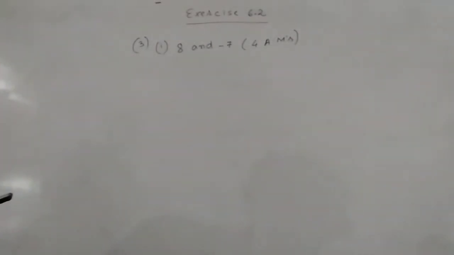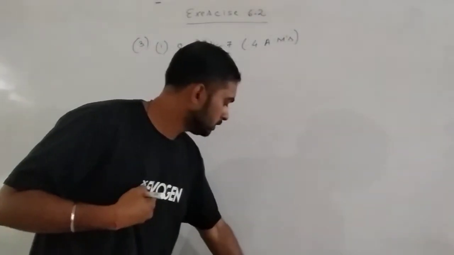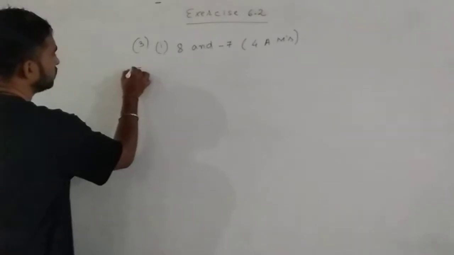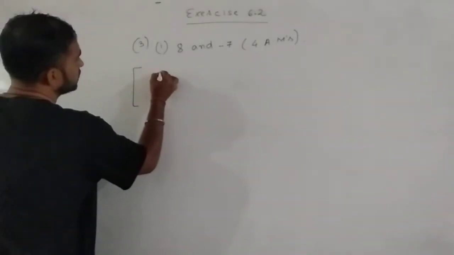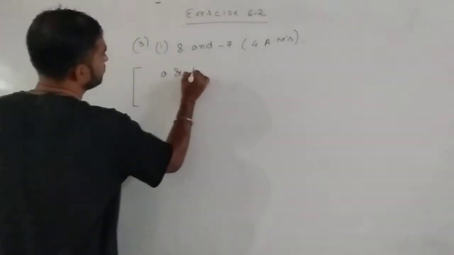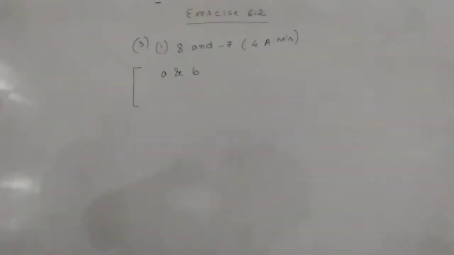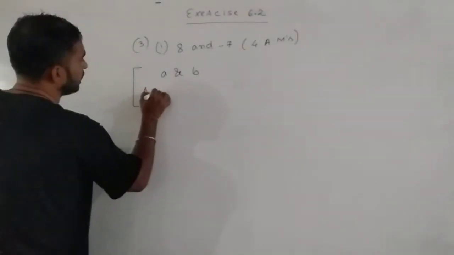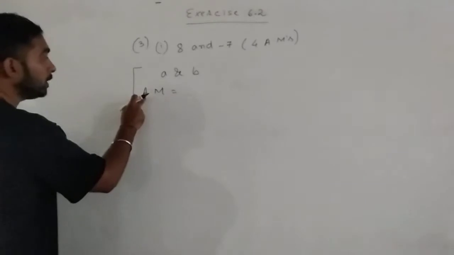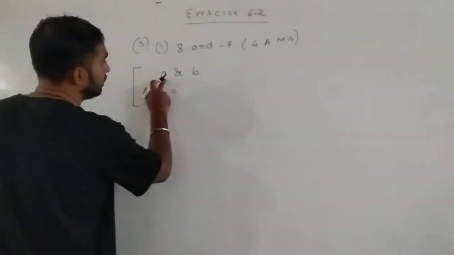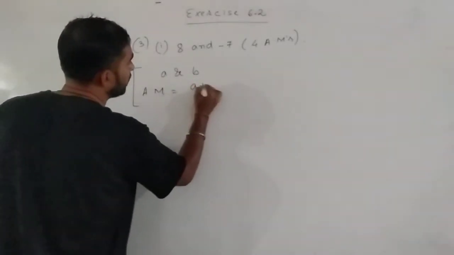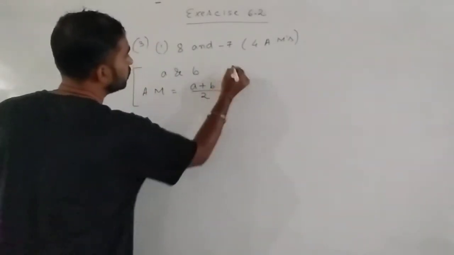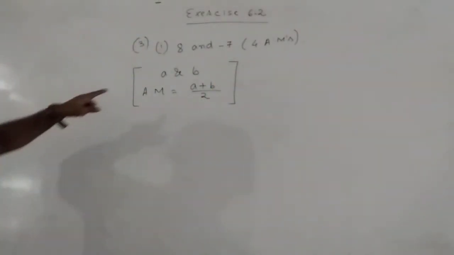Okay, before going to solve this question, let me tell something. Suppose the numbers are A and B. Then what is the AM of A and B? AM means arithmetic mean. Arithmetic mean of A and B, that is A plus B by 2. This is the AM of these two numbers.